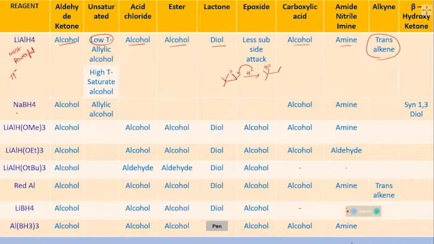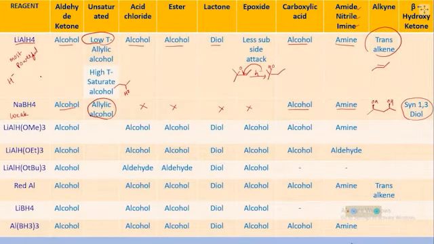Sodium borohydride is a mild reducing agent. It selectively reduces only some functional groups. Aldehyde or ketone is reduced to alcohol. Alpha beta unsaturated carbonyl is reduced to allylic alcohol. Carboxylic acid is reduced to alcohol. Amide, nitrile or imine is converted to amine. And beta hydroxy ketone is converted to syn diol, in which both OH are on the same side. And acid chloride, esters, lactones and epoxides are not reduced by sodium borohydride.